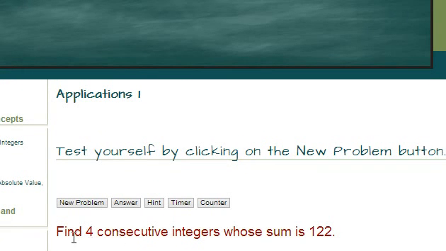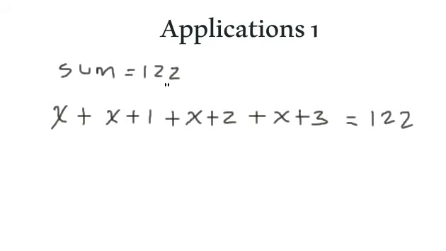Alright, in this problem here we're going to be looking for 4 consecutive integers whose sum is 122. So let me go to the board. So our sum is equal to 122, and we're looking for 4 consecutive integers. So x is going to be our first integer, right? So that's our unknown integer. And then if we add 1 to it, that'll be our next integer. Adding 2 to it gives us our third integer, and then our fourth integer.